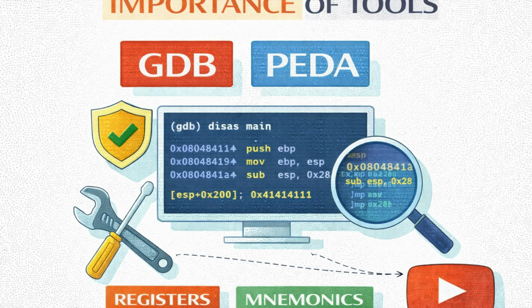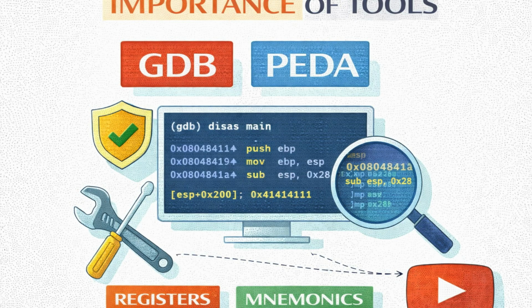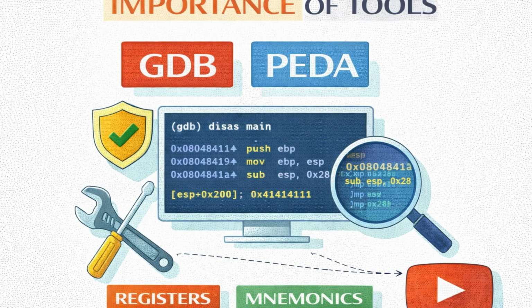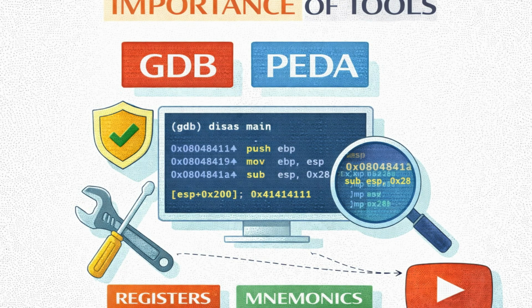The example in the source material really puts this all together perfectly. It's x/40wx $esp. Yeah, that command is a classic. So what is that telling GDB to do exactly? Okay, so that command translates to, starting from the current top of the stack, which is pointed to by the esp register, show me 40 chunks of memory. And the w and the x? The w says treat each chunk as a 4-byte word, and the x says show me the contents in hexadecimal format. And because stack pointers and return addresses are typically 4 bytes long, looking at memory this way lets you visually trace how data, and maybe a potential exploit, is flowing onto the stack.